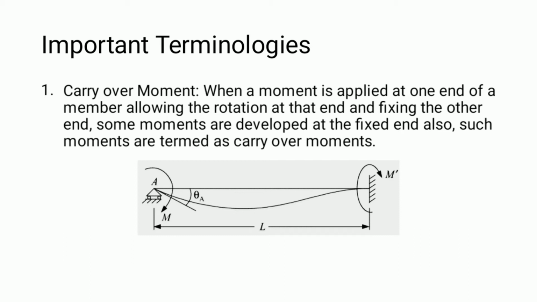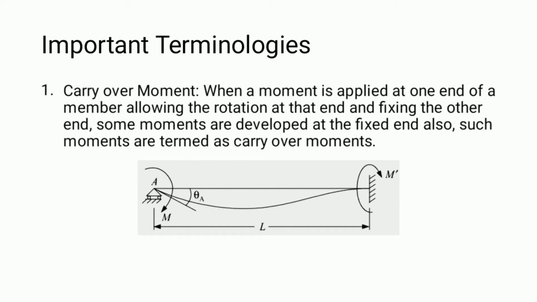Apart from the applied moment, that is M, some amount of moment is also developed at the fixed end, that is at B. That moment is termed M dash, which is represented here in the figure. You can just observe that. That M dash is called the carryover moment.